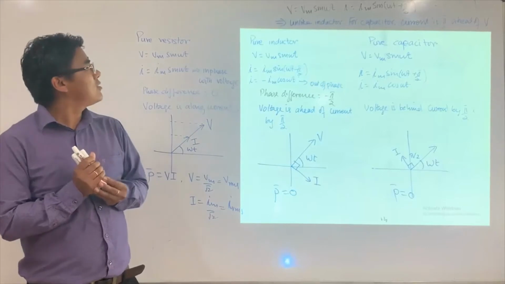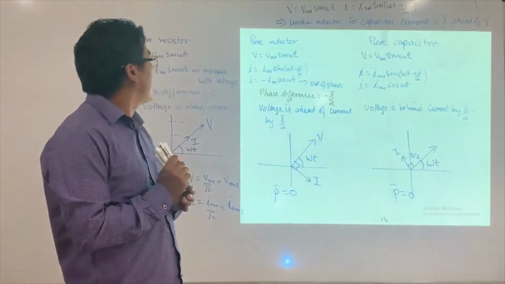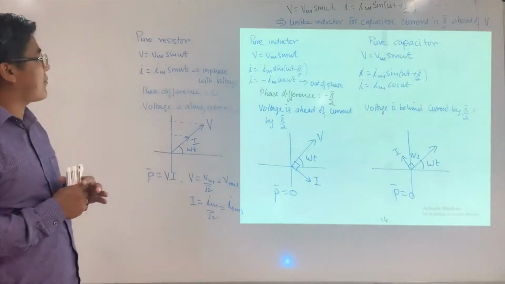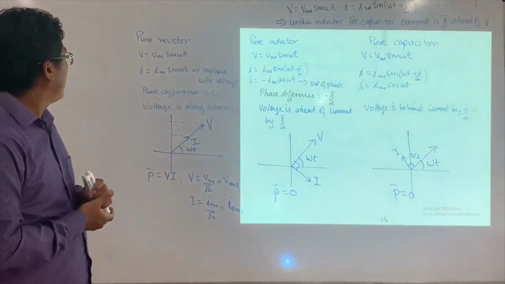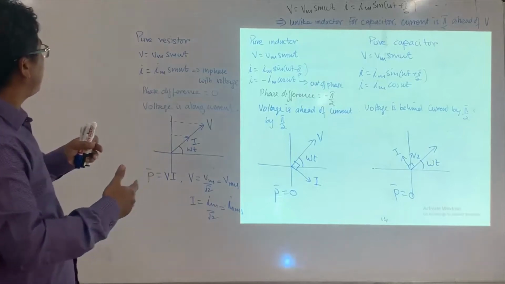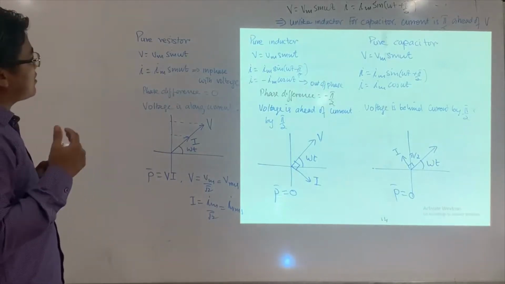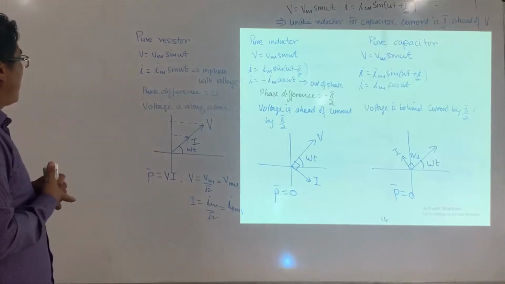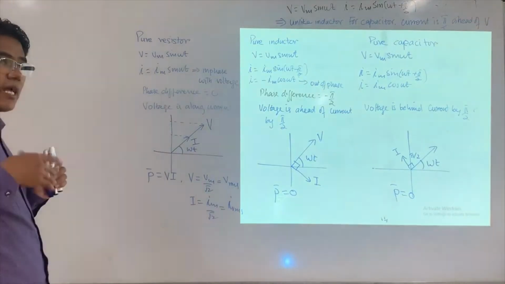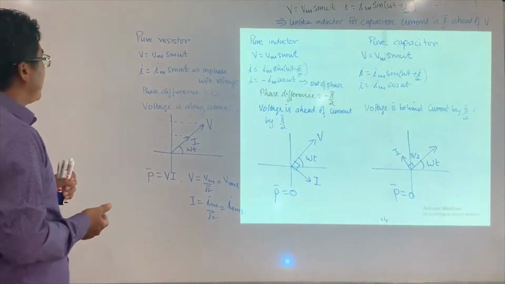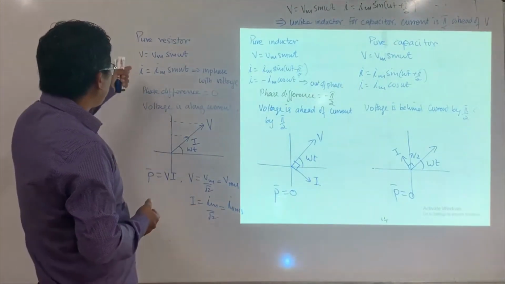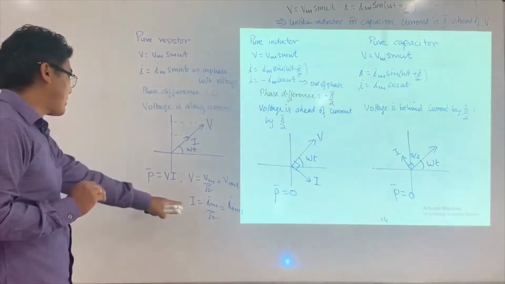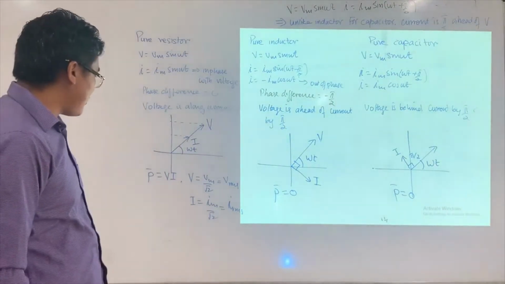Yesterday we finished with the pure resistor, pure inductor and pure capacitor, and this is what I have done: the differences between resistor, inductor and capacitor. This is how we differentiate. For a pure resistor, again I am repeating, current and voltage are in phase. Phase difference is 0, and it has power dissipation.